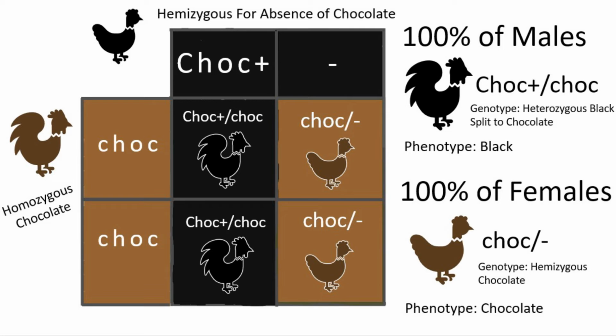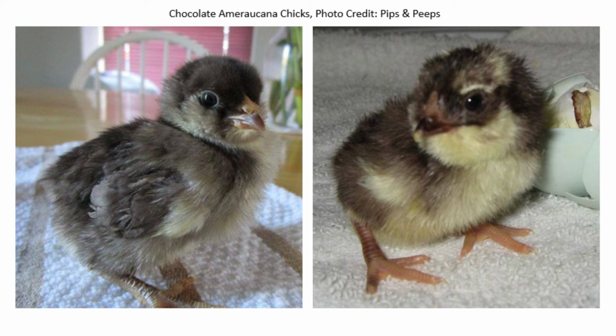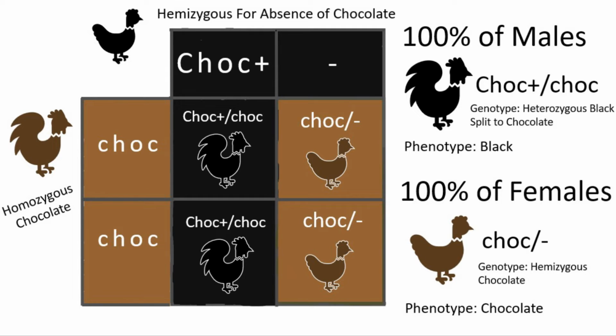The third pairing is a homozygous chocolate male bred to a hemizygous black female. This is the first pairing we've encountered in this video that will actually give you entirely sex-linked chicks. In this pairing, 100% of the female chicks will be chocolate. An easy way to think of this is that because a female chick gets the Z chromosome from her father, the father's alleles at the chocolate locus determine what the daughter's alleles at that locus will be. Because the father is homozygous for the chocolate allele, all of his daughters will be hemizygous for chocolate.